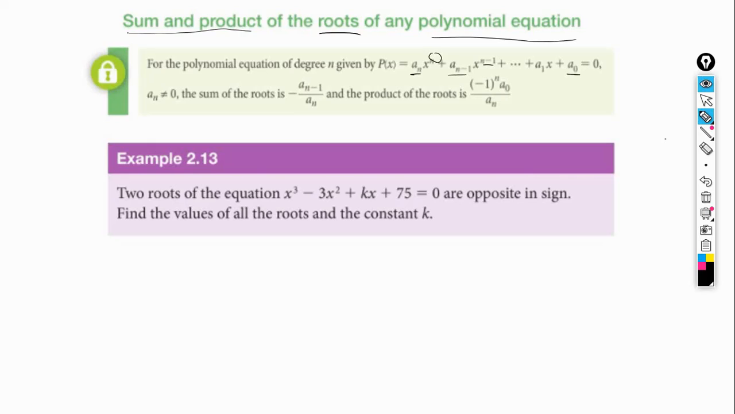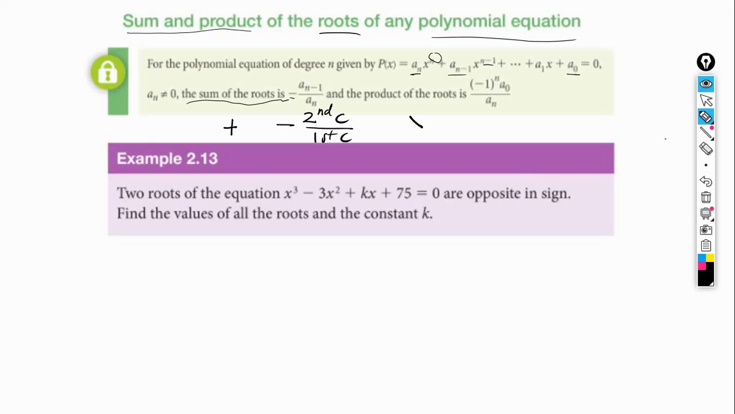So notice that the theorem says that the sum of the roots is equal to, and this would be the second coefficient divided by the first coefficient with a negative sign in front. So it would be minus second coefficient divided by the first coefficient. So this is the sum.